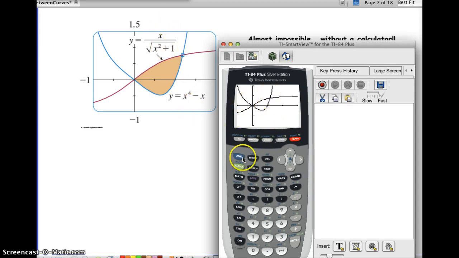We need to find this one though, so let's do second calc, and we're going to do number 5. That's on my first curve, pretty close to the point of intersection, so I'll press enter. Second curve, good enough, press enter. Guess, always just press enter. Okay, so here's my point of intersection.